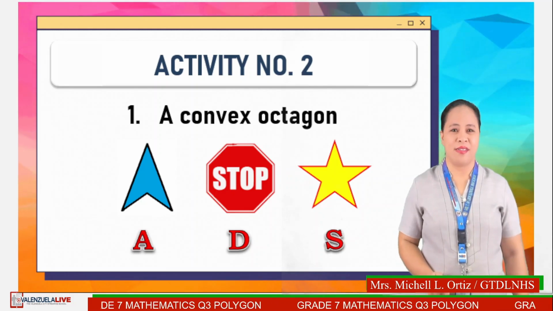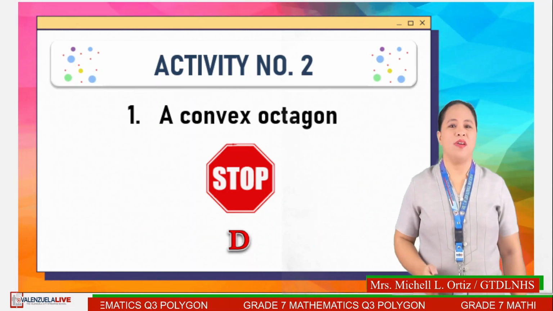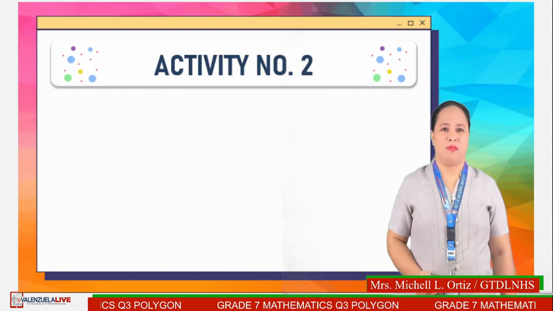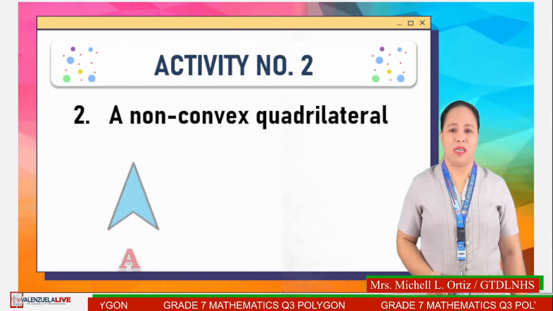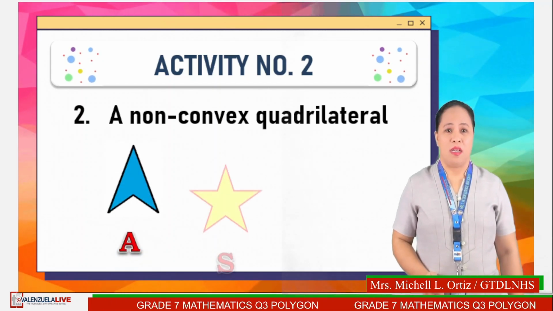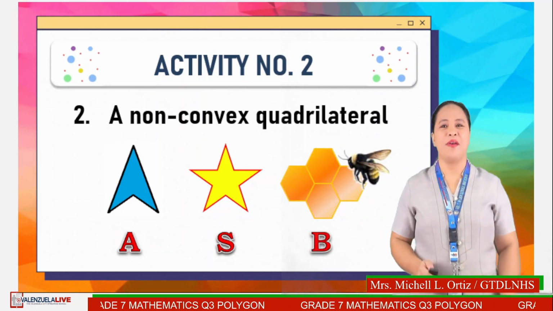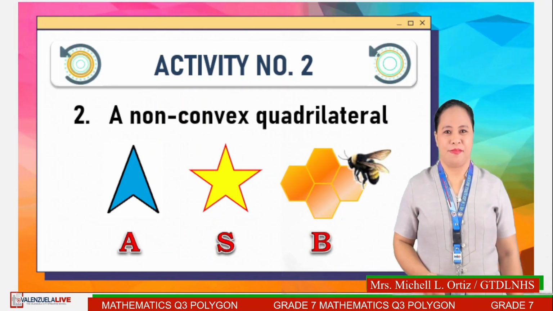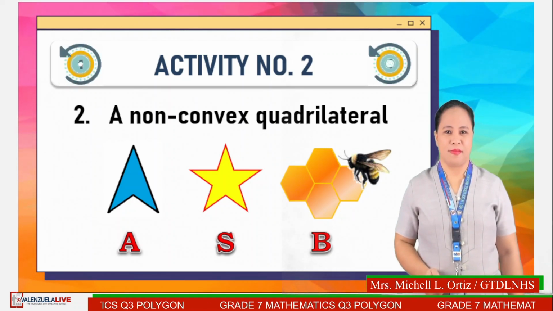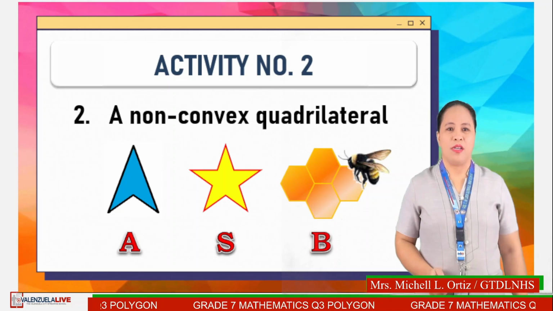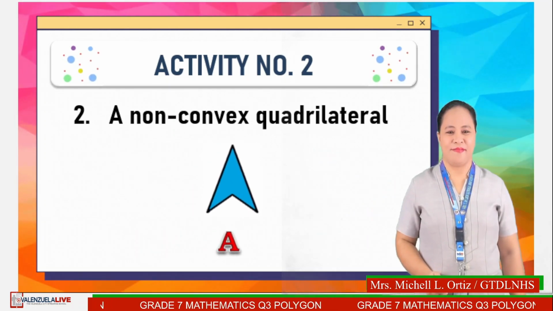Correct answer is D. Number 2. A non-convex quadrilateral. Is it letter A, letter S, or letter B? 5 seconds, go! Correct answer is letter A.